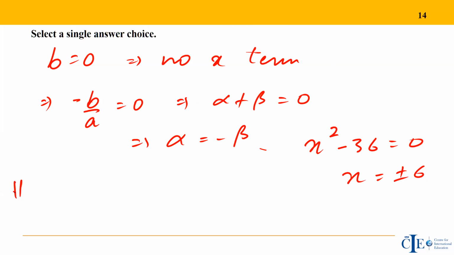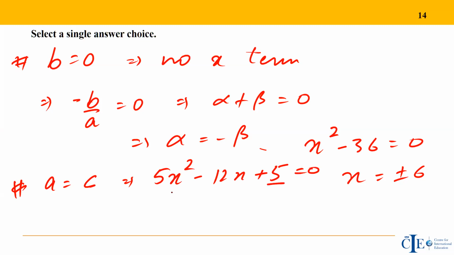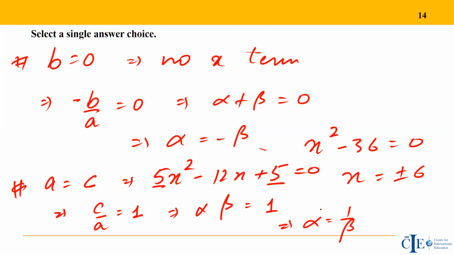Also, another case. If you see the coefficient of x squared and the constant, they are the same. It's like say 5x squared minus 12x plus 5 equals to 0. These two values are equal. So that's the case when c equals a. So c by a equals 1, which means c by a is the product, alpha beta equals 1. That means alpha is 1 over beta. The roots are reciprocals of each other. That's one more condition that you can keep in mind. So b equals 0 means roots are equal in magnitude, opposite in sign, and a and c equal means roots are reciprocal of each other.